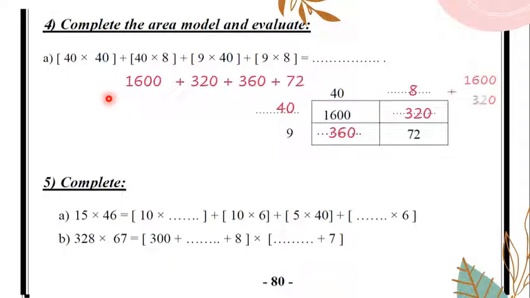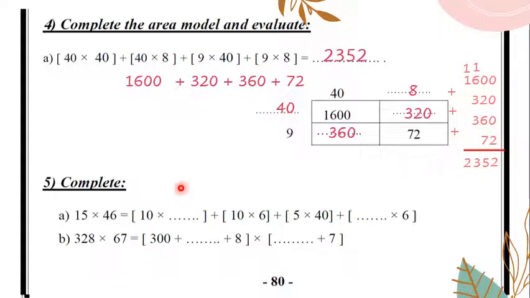Let's write it in a draft. And don't forget to put every number under its place value. 1,600 plus 320 plus 360 plus 72. Let's start from the right side. 2 plus 0 equals 2. And 2 plus 7 plus 6 equals 15. 5 and carry up 1. 1 plus 6 plus 3 plus 3 equals 13. 3 and carry up 1. 1 plus 1 equals 2. So the answer is 2,352.